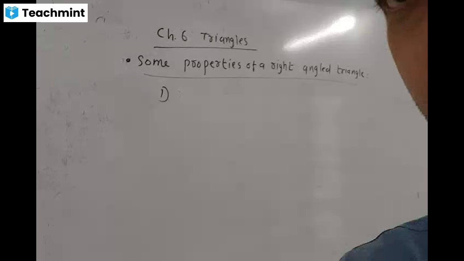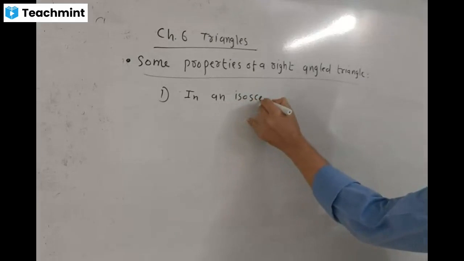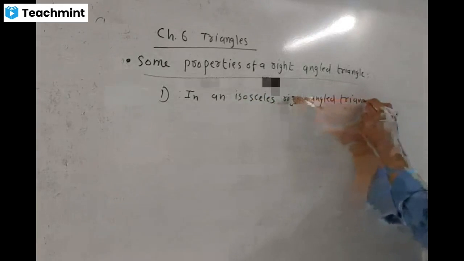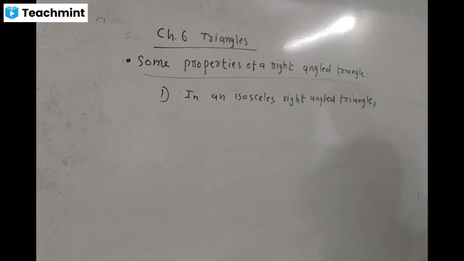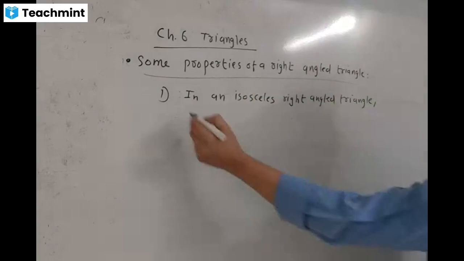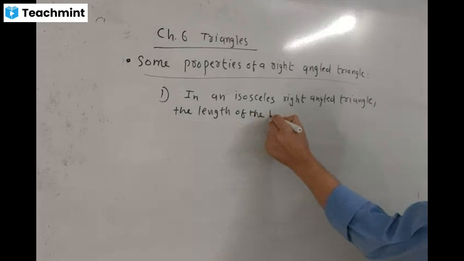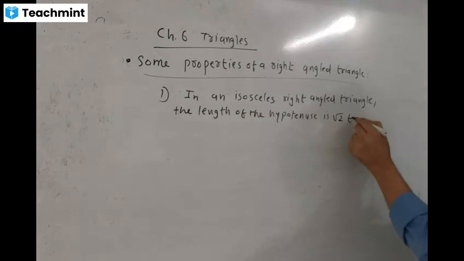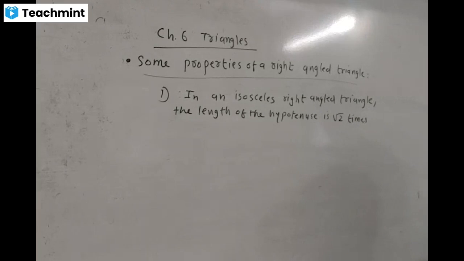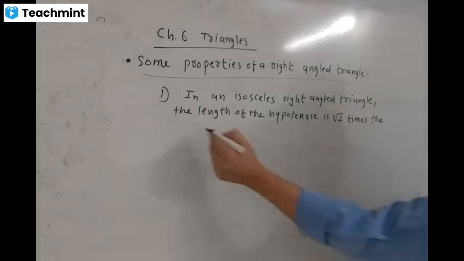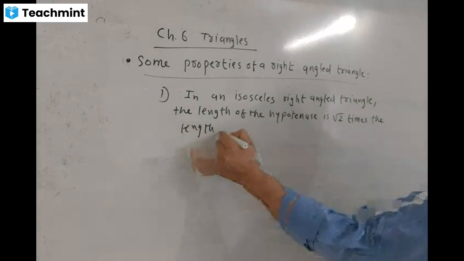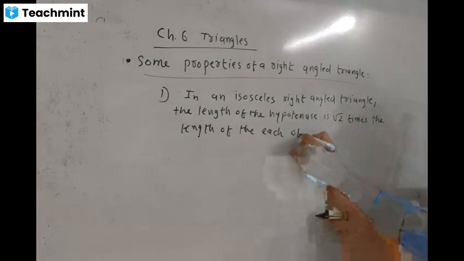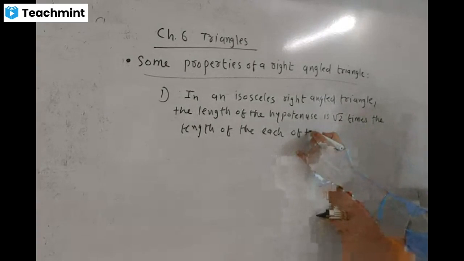In an isosceles right angle triangle, the length of the hypotenuse is √2 times the length of each of the other two sides.